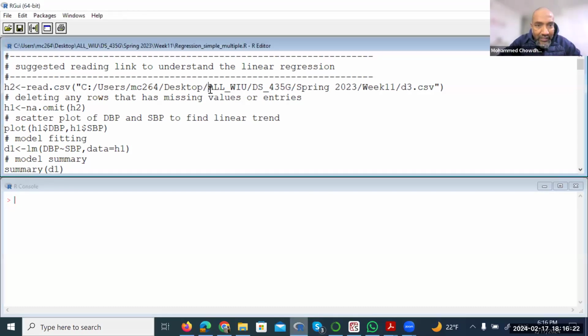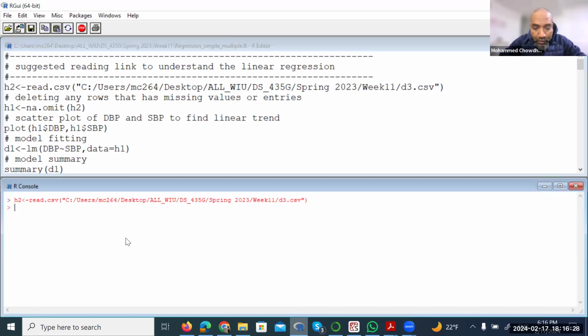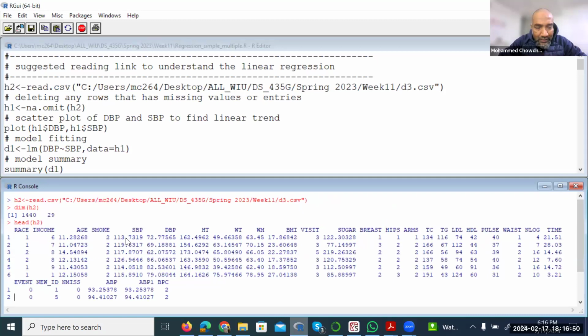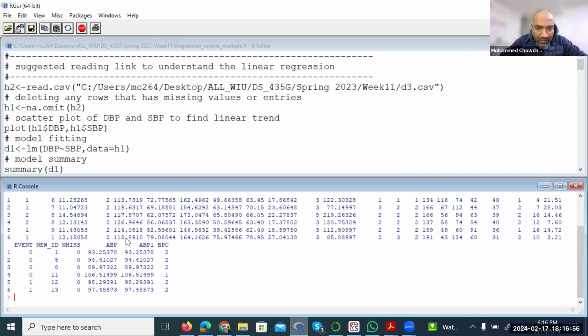So I have a D3 data. So I run the D3 data. Let me check the variables of the D3 data, how many observations and how many rows are in the D3 data. If I check it, H2, then I find that there are 1440 rows and 29 columns. If I want to take a look at the data sets, so here is the data sets. So it has variables race, income, age, smoke, and up until BPC, blood pressure category. So this is the class practice data that we have been using from the very beginning.